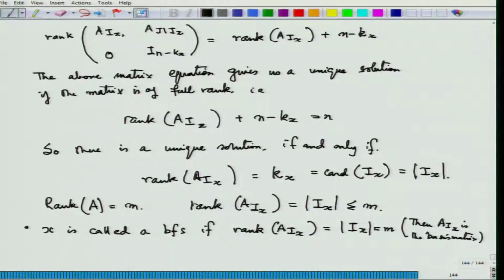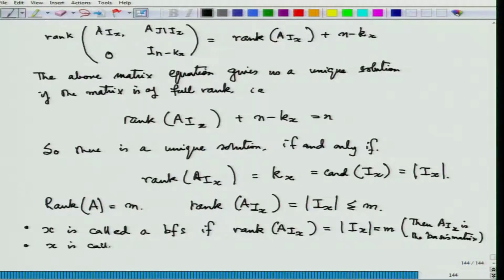So, it is a slightly different way of telling you the same thing: if this happens, then this is your actual B. So, X is called a degenerate BFS if rank of AIX is equal to IX is equal to M. Maybe I should write it more clearly.